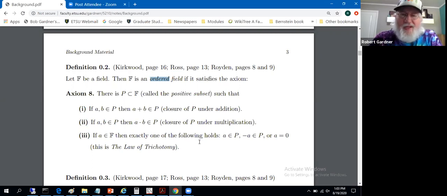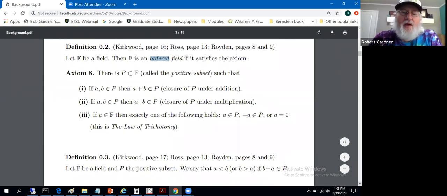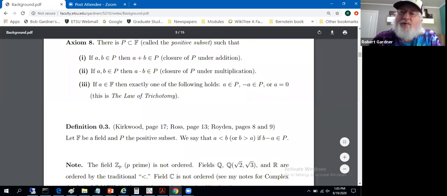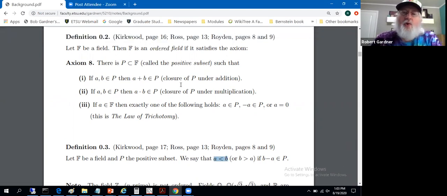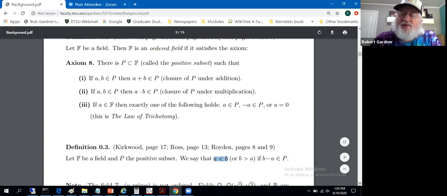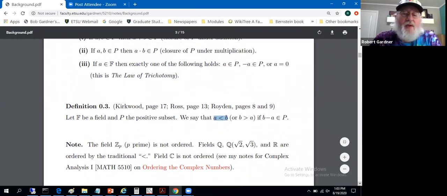Now, when you hear ordered, you might be thinking more along the lines of greater than and less than. Well, we can use this to define greater than and less than. We would do so as saying, if we have a field with a positive subset P, we'll say A is less than B if B minus A is in P, if B minus A is positive. Or if you like, B is greater than A. So there's how the greater than, less than thing is related to this idea of a positive subset. And that's why it's called an ordered field, because it allows us to put this type of ordering on it.